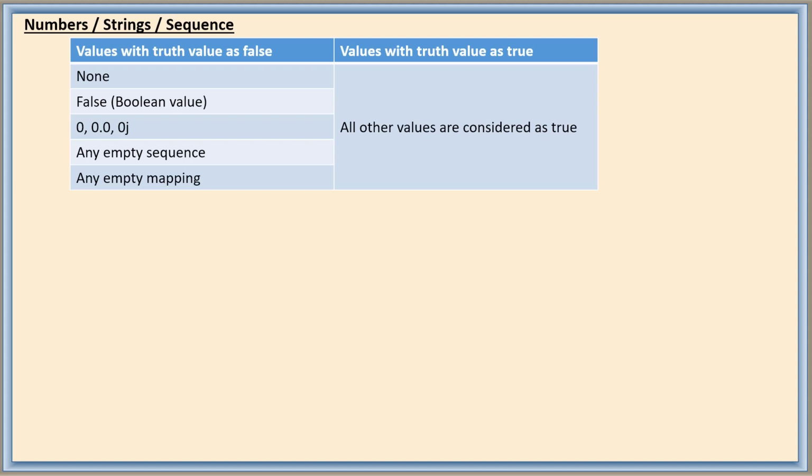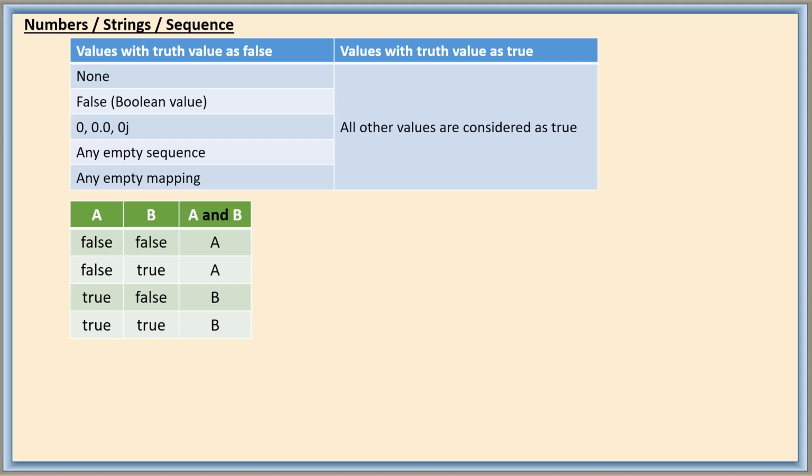None type, you know, that is always false. The Boolean False literal is also a false value. If you take a number, 0 or 0.0, or the imaginary number 0j, any of these is a false value. Any empty sequence is a false value. Any empty mapping, that is a dictionary, we will see later about that. Just remember now that an empty mapping is also false. All values other than these are considered true values. Please remember this.